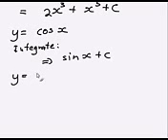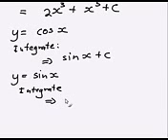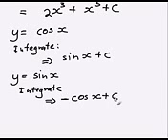Tiny bit trickier when the function is sine x. The integral of sine x is actually negative cos x. And what am I forgetting? I've got to remember to put in the constant of integration, which remember just represents some value. We don't know it.